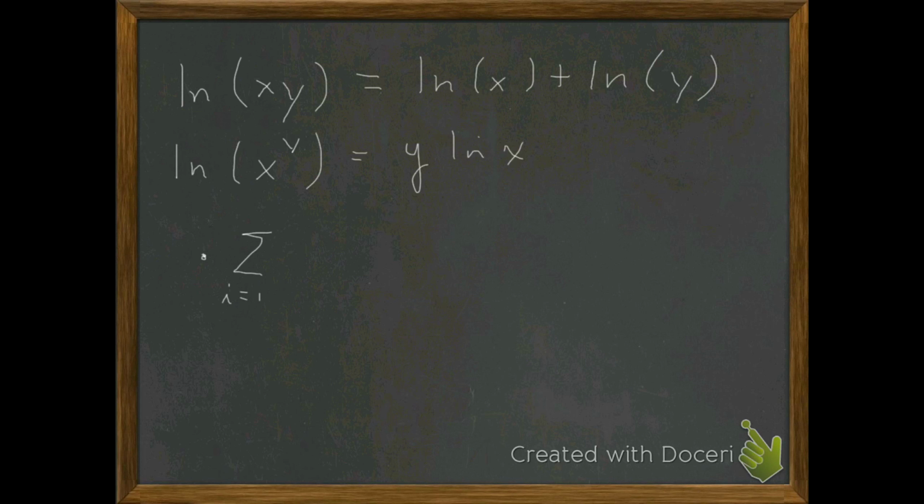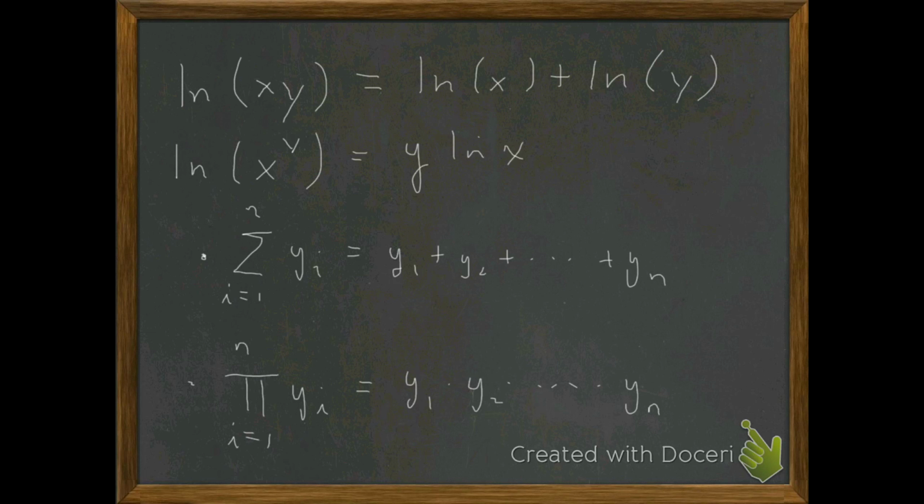Guys, remember, the sum from i equals 1 to n of y sub i is just y1 plus y2 plus up to yn. And the product from i equals 1 to n of y sub i's is just y1 times y2 times up to yn. Again, let's take nothing for granted here.